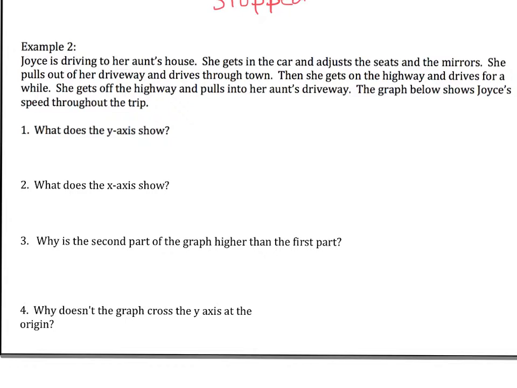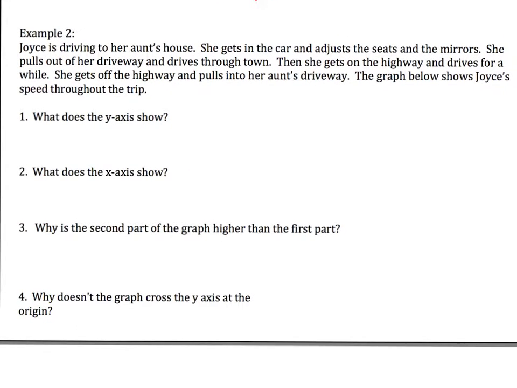Here's another graph story. It says Joyce is driving to her aunt's house. She gets in the car and adjusts the seats and the mirrors. She pulls out of her driveway and drives through town. Then she gets on the highway and drives for a while. She gets off the highway and pulls into her aunt's driveway. We need to create a graph of this situation.